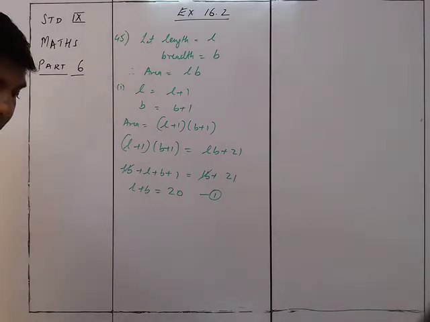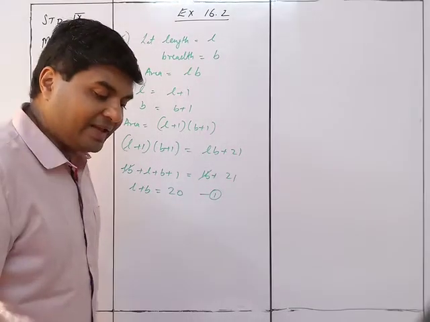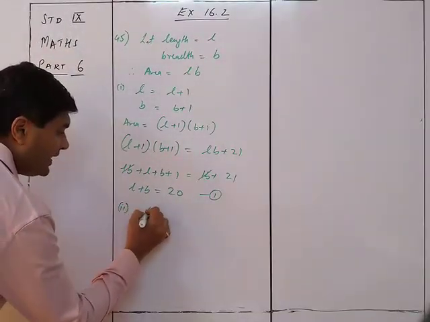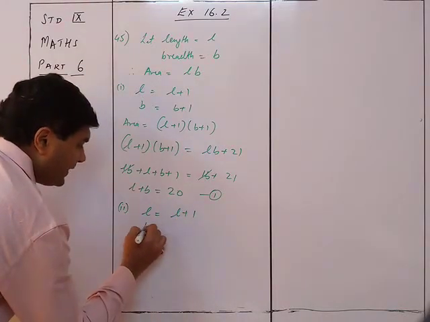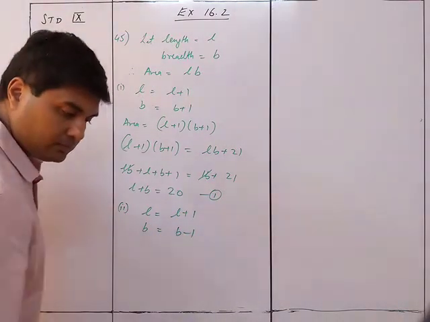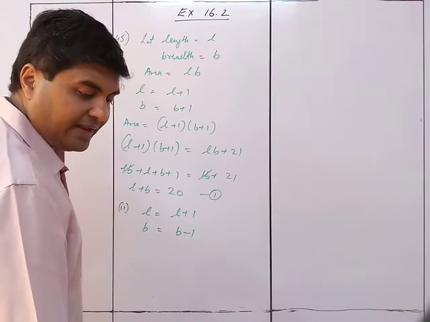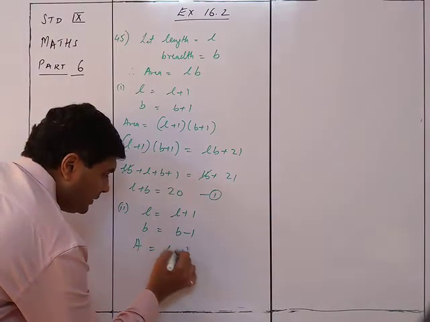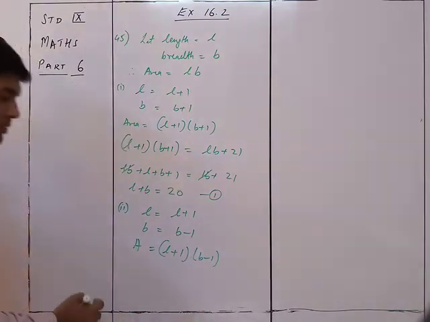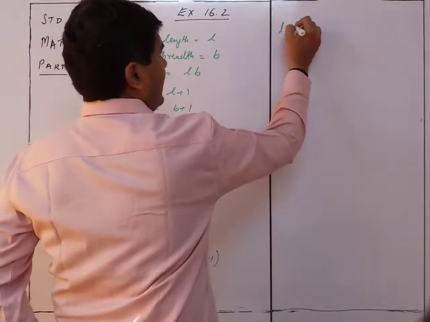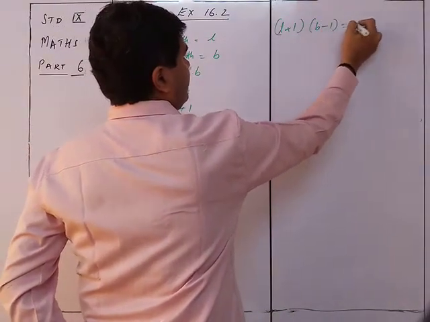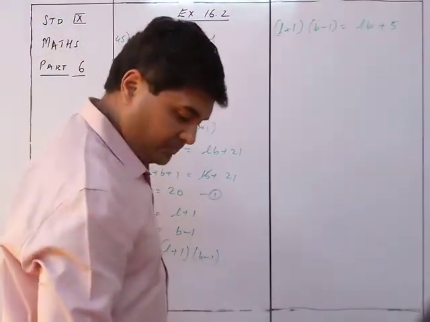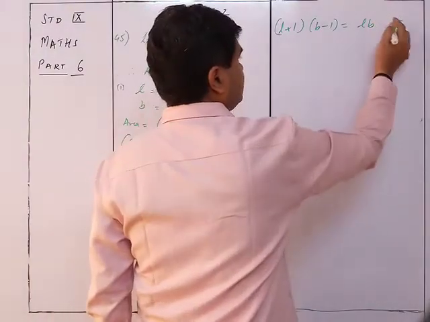We now see the second part. What is it? If the length is increased by 1 and the breadth is decreased by 1. So now second part is length is increased by 1 but the breadth is decreased by 1. The area is decreased by 5. So you can say area will be equal to L plus 1 into B minus 1. So it is given that L plus 1 into B minus 1 is equal to LB minus 5. The area is decreased by 5, so it is minus 5.